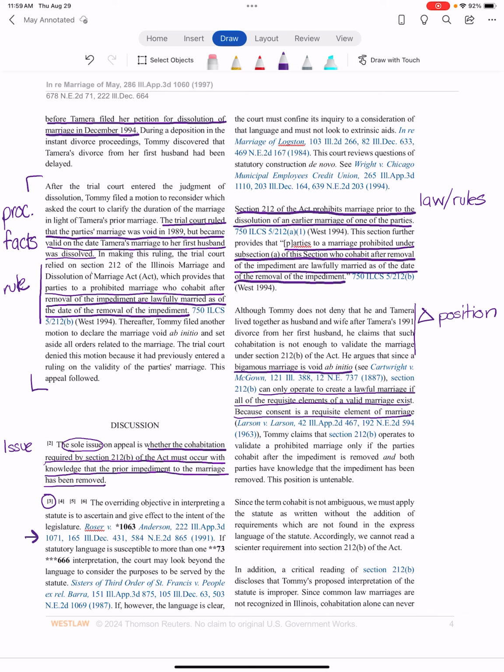The next paragraph, I am actually getting some of the court's reasoning. This is where the court's applying those statutory construction rules to its interpretation of the statute. So when they're saying since the term cohabit is not ambiguous, they're going to apply the statute as written. They're not going to use any other statutory construction. It's just going to use plain and ordinary meaning. Accordingly, we cannot read a scienter requirement into 212B of the Act.